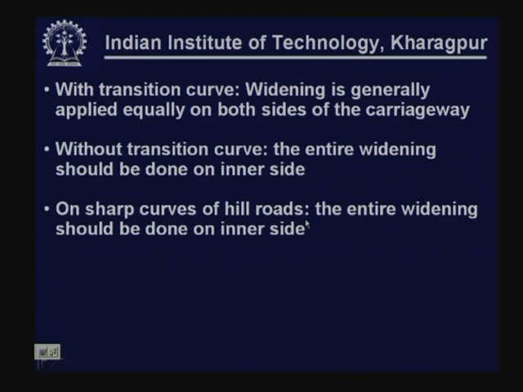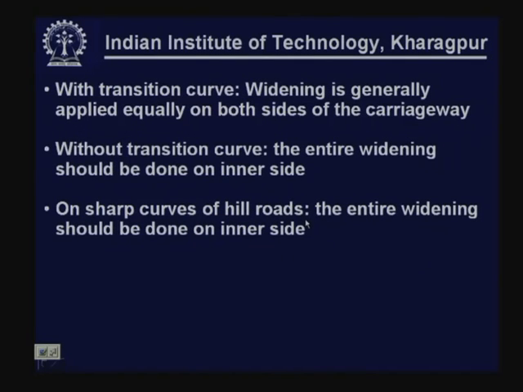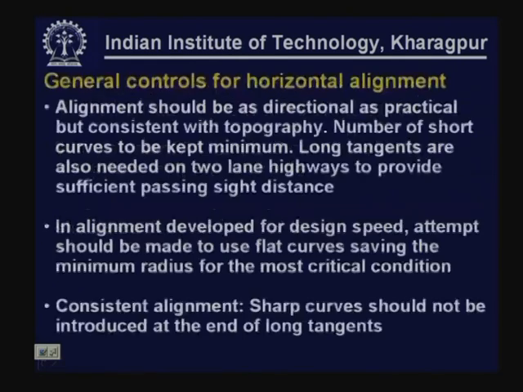Now, with transition curve, widening is generally applied equally on both sides of the carriageway, 50% on the outer side, 50% on the inner side. Without transition curve, the entire widening should be done only on the inner side, and also on sharp curves of hill roads. There are other practical constraints also. The entire widening may be done on the inner side.